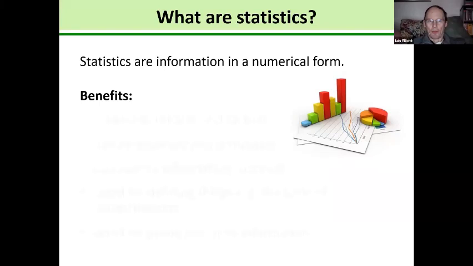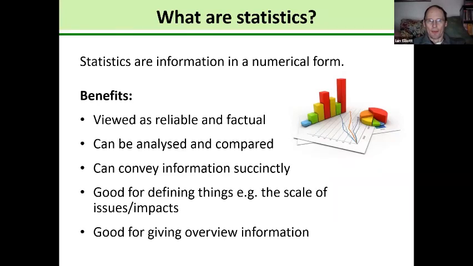So yeah, some of the benefits of statistics: they're viewed as reliable and factual. A lot of statistics come from government departments, so the Department for Work and Pensions, Education. Obviously, it's quite timely with the census. For some strange reason, the government is going ahead with it on March 21st, whereas Scotland and Northern Ireland are actually delaying it. In England, they've decided to go ahead with it. The census is every 10 years. That's compiled by the Office for National Statistics.